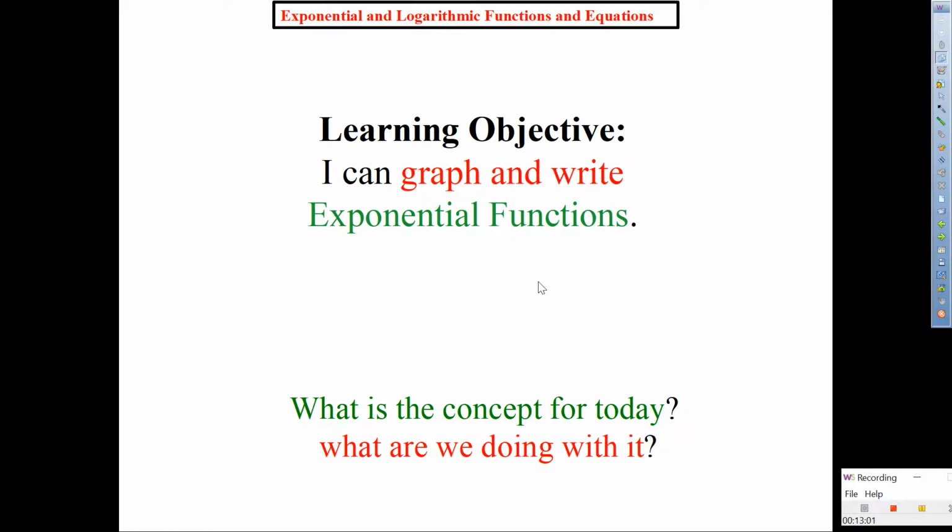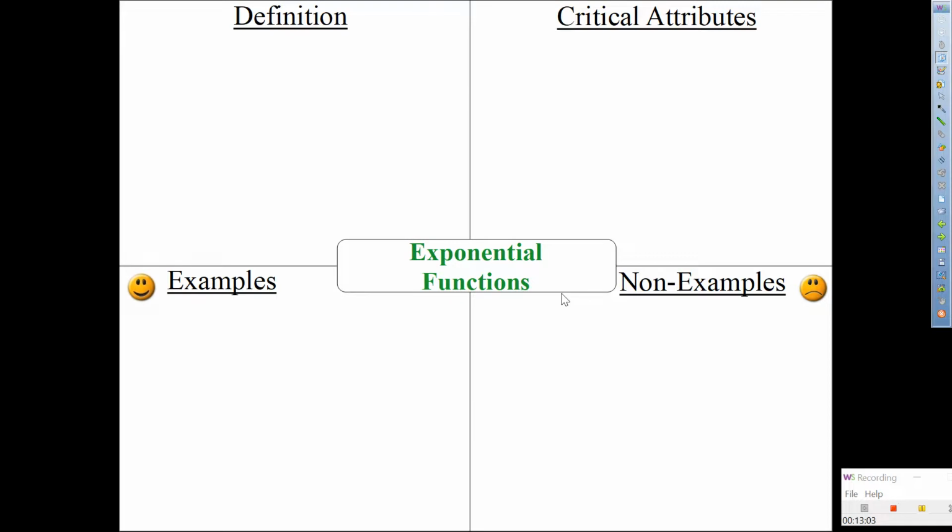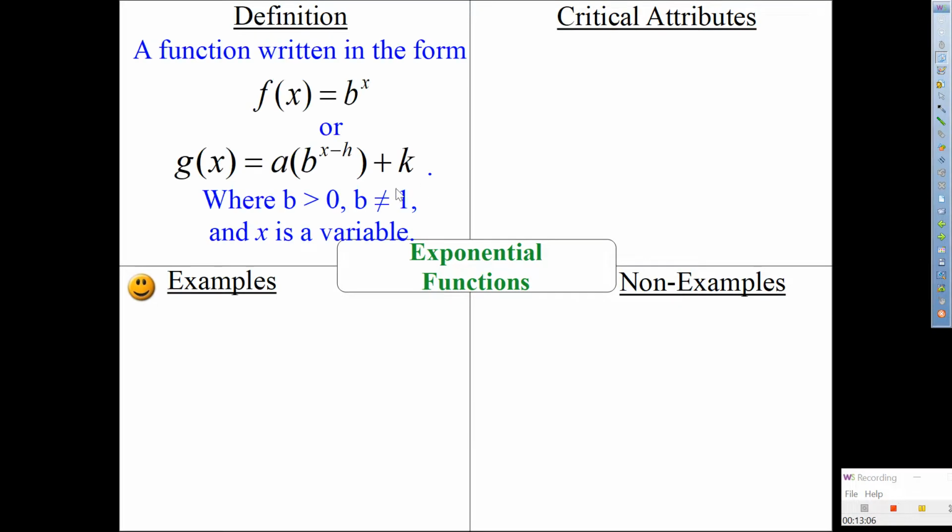What are exponential functions? They are a function written in the form f of x equals b to the x, or in the general rule form, g of x equals a times, parentheses, b to the exponent of x minus h, close parentheses, plus k, where b, the base, has to be greater than 0 but cannot be 1, and the x is a variable.